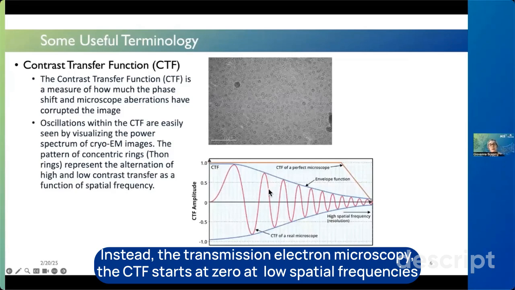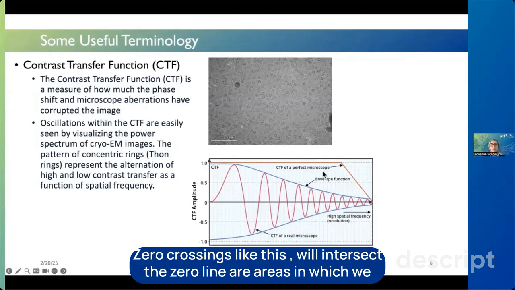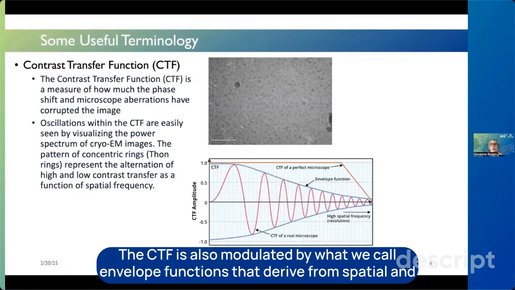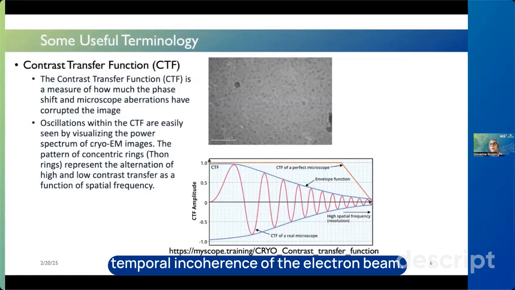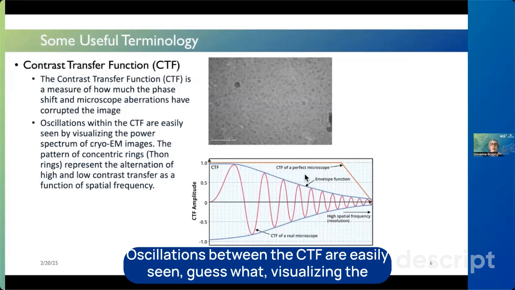In standard transmission electron microscopy, the CTF starts at 0 at low spatial frequencies and oscillates between positive and negative maxima throughout the spatial frequency. Zero crossings, like this, which intersect the zero line, are areas in which we have absolutely no information. The CTF is also modulated by what we call envelope functions that derive from the spatial and temporal incoherence of the electron beam. The result is that they dampen the CTF at high spatial frequencies.